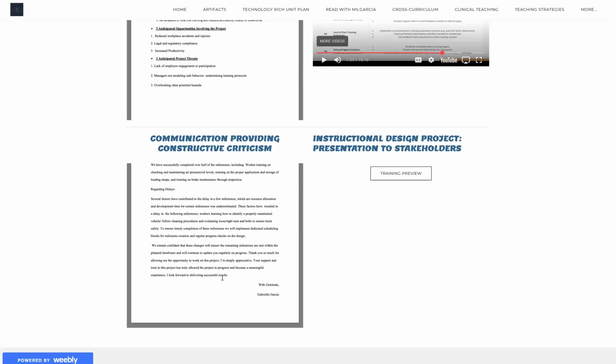And then the last thing would be how I would present the final project. I have linked a preview of what the trainings would look like, and this is what I would show the stakeholders. They're not fully set yet for trainees, but it is a link for them to get the grasp of what the videos would be like.